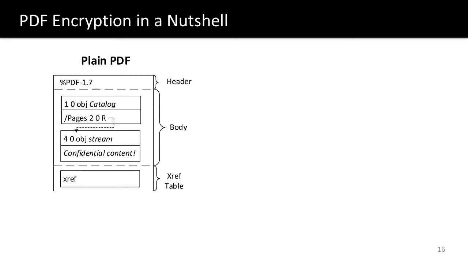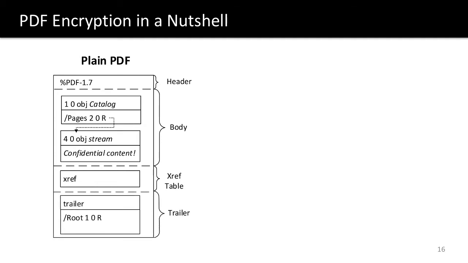There's a cross-reference section, which contains an indexing table that defines the offsets of all the objects within the document. And finally, we have a trailer which contains some more information, such as a reference to the root element of the document. So PDF documents, they're actually processed from the bottom to the top.